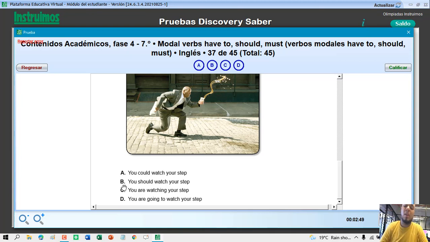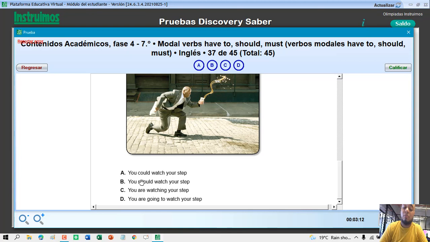Tú deberías cuidar tus pasos, ¿sí? Podría o debería. Could be, right? On the C option, it says, you are watching your step. Tú estás cuidando tus pasos. I don't think it is, right? And then the D option, you are going to watch your step. Nah. You are going to, no, porque no, ya está pasando, okay?